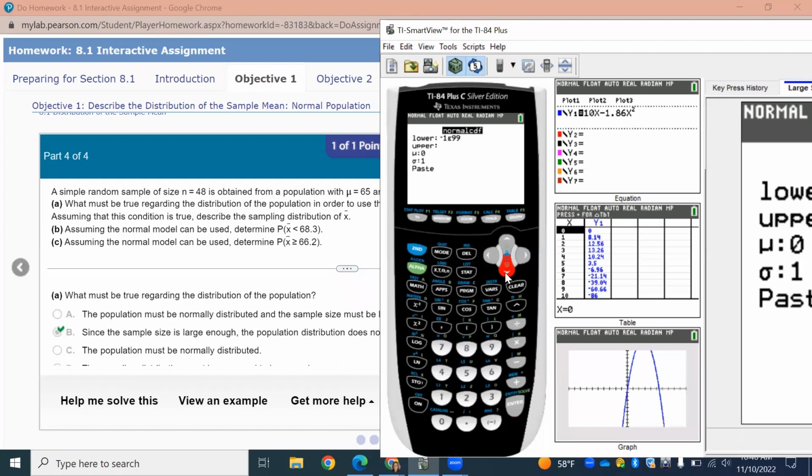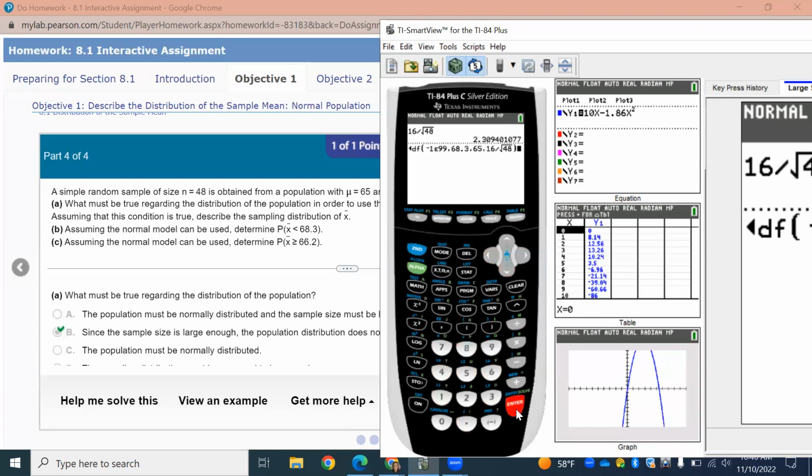The upper bound for part B, the first one that we did, was 68.3. The mean, again, was 65. And then this is where we have to enter the standard deviation, which is 16 divided by the square root of 48. Sometimes the graphing calculator takes a few more steps, but for this one it's kind of nice because we can leave this as literally 16 divided by the square root of 48. We don't have to simplify that, and the calculator takes care of it for us, versus StatCrunch, where we had to type 2.3094 in for the standard deviation.